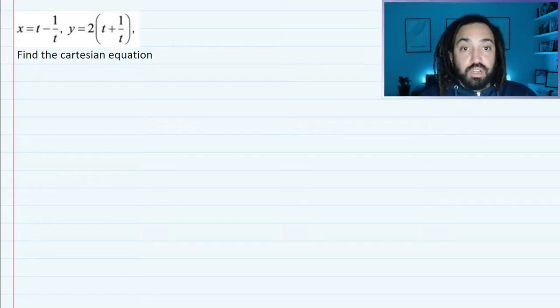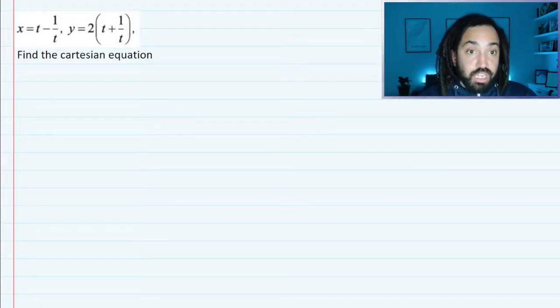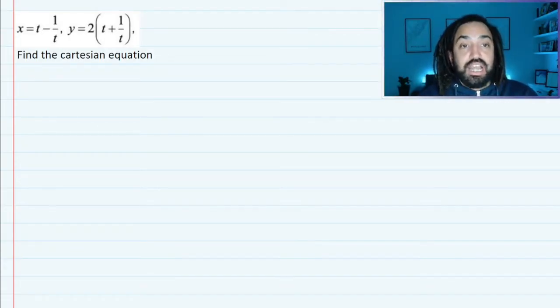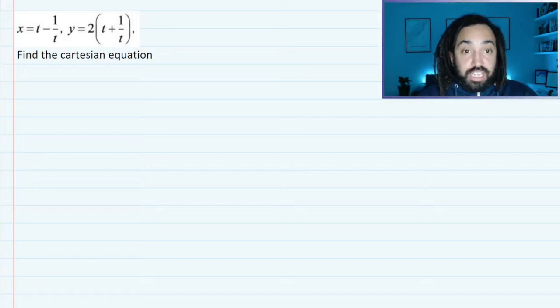So the first one, we're asked to find a Cartesian equation. Now, if you've not done parametric equations before, parametrics are a set of equations which model a curve in this instance, and they are given by a third parameter, in this case t. So in order to find a Cartesian equation which relates x and y, we need to eliminate t.